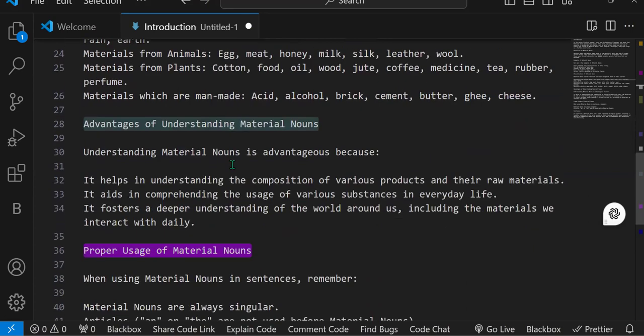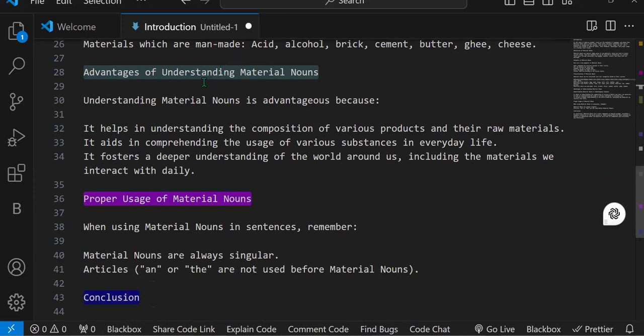So the advantages of understanding material nouns. It helps in understanding the composition of various products and their raw materials. By seeing all these things, we can know various products and their raw materials. It aids in comprehending the uses of various substances in everyday life. It fosters a deeper understanding of the world around us. With material nouns, we can understand the world better, including the materials we interact with daily.